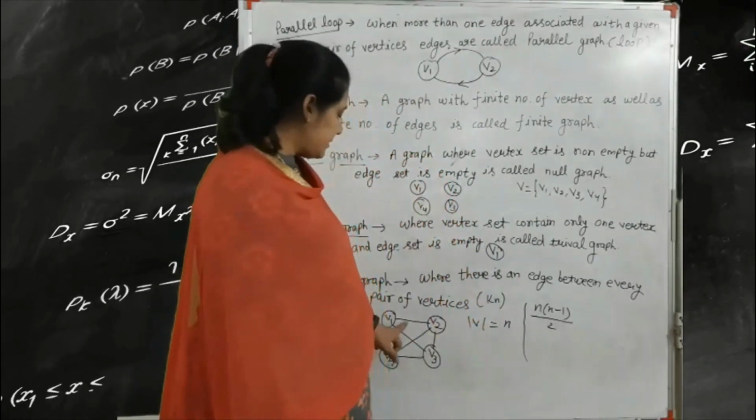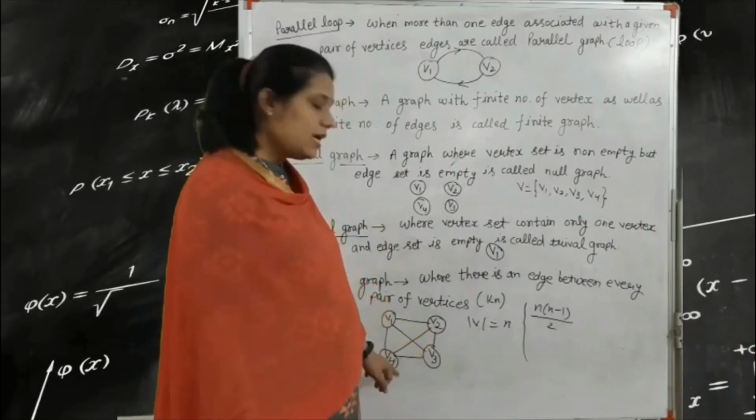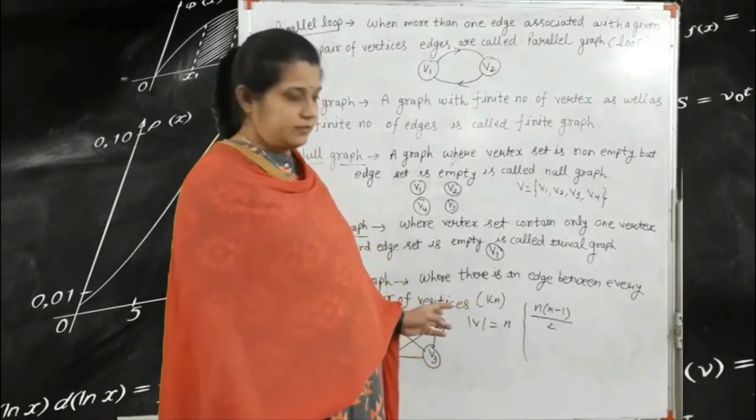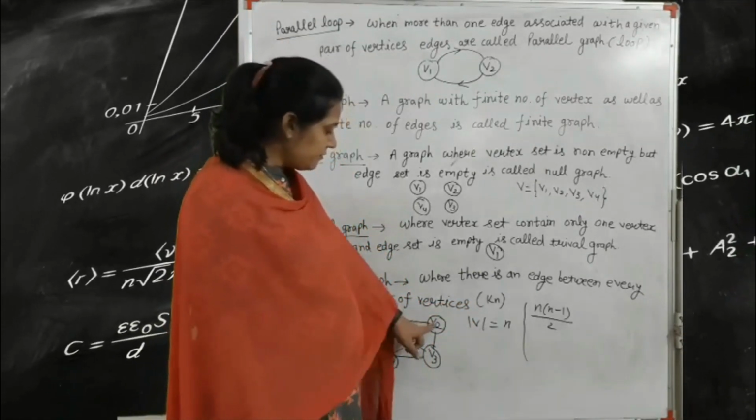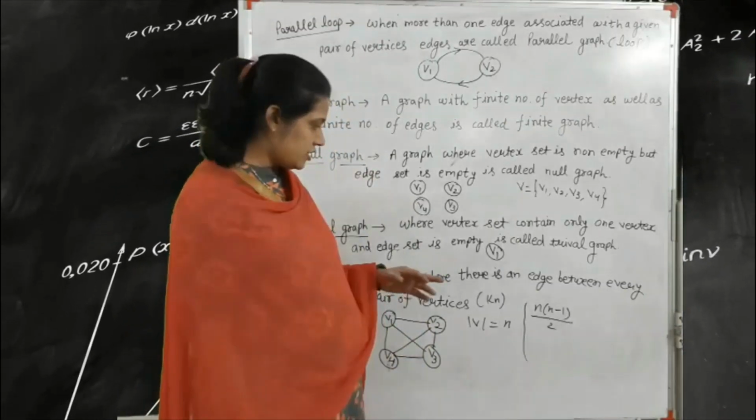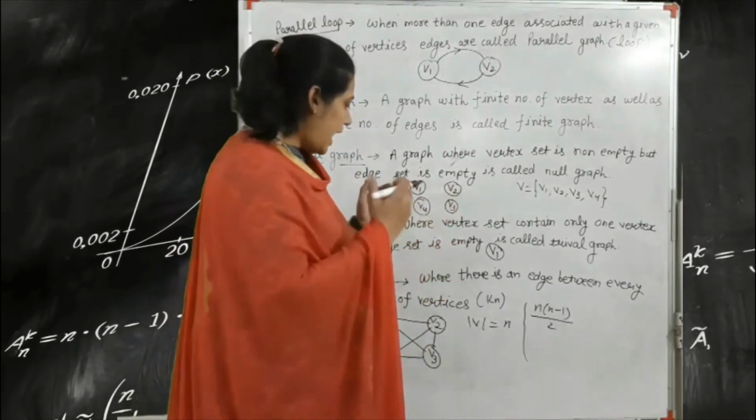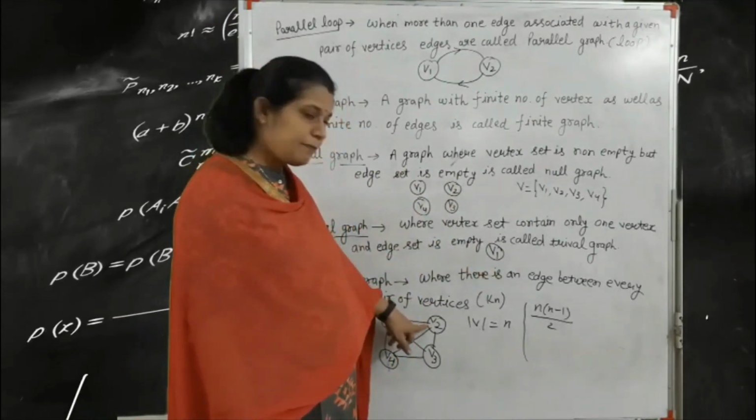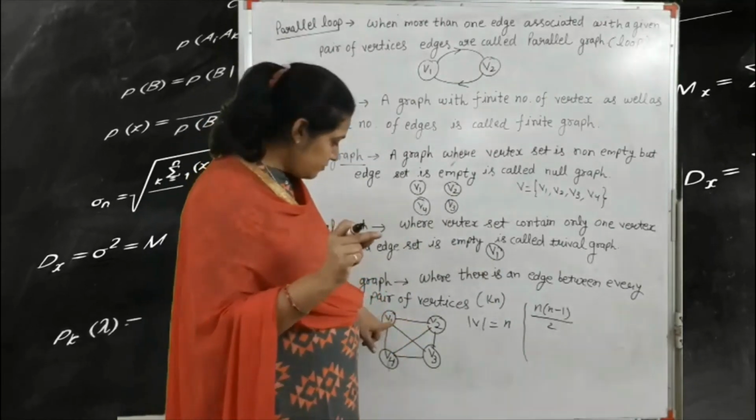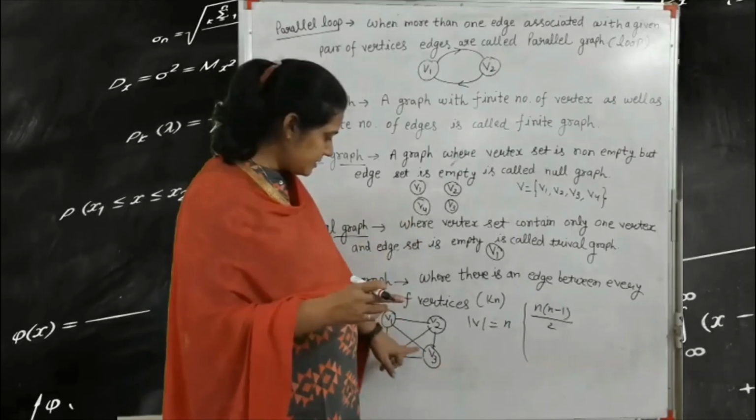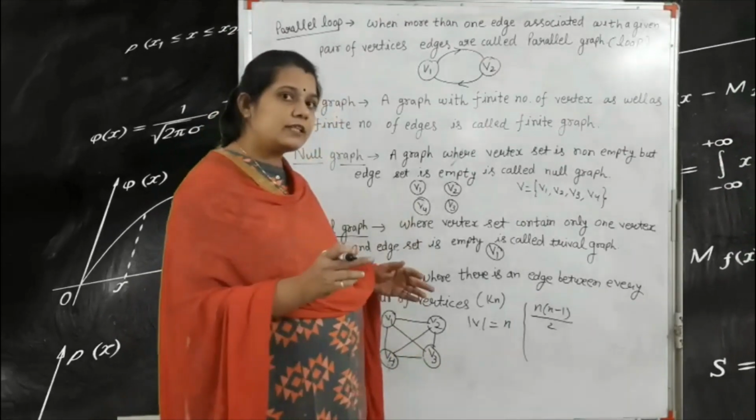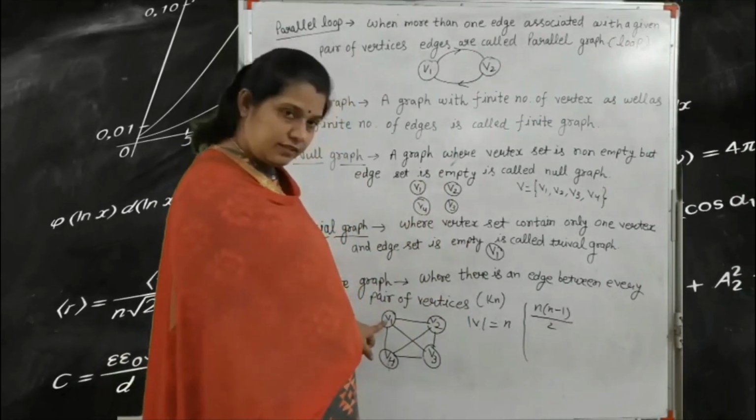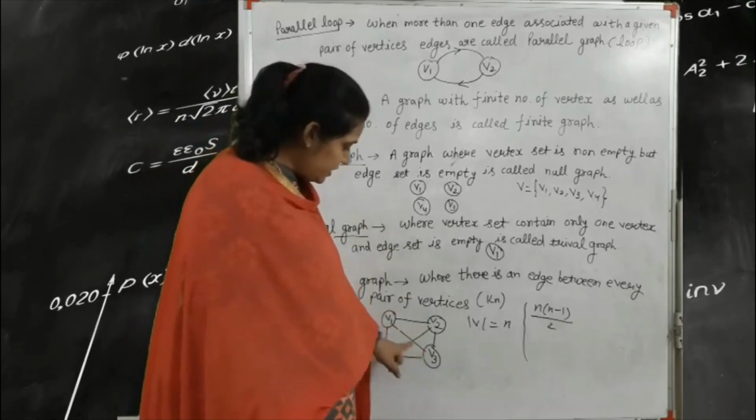So here the diagram is V1, V2, V3 and V4. This is an undirected graph, because direction is not given. As per the definition, there is an edge between every pair of vertices. V1 to V2 is a pair of vertices, and we draw the edge. V1 and V3 is a pair of vertices, and we draw the edge. V1 and V4 is again a pair of vertices, and we draw the edge. That means the V1 vertex is joined to V2, V3 and V4.